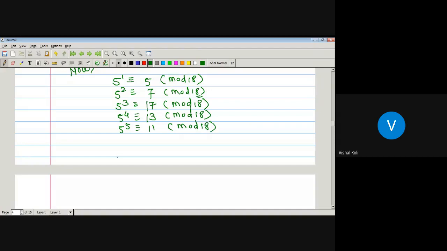Modulo 18 and 5 to the power 6 is congruent to, this 6 is nothing but φ of 18, then 5 to the power 6 is congruent to 1 modulo 18.